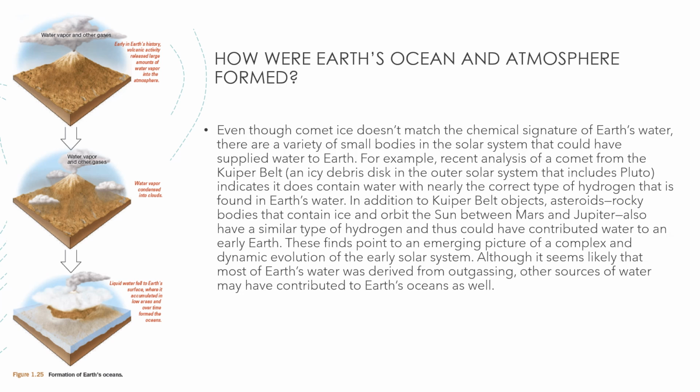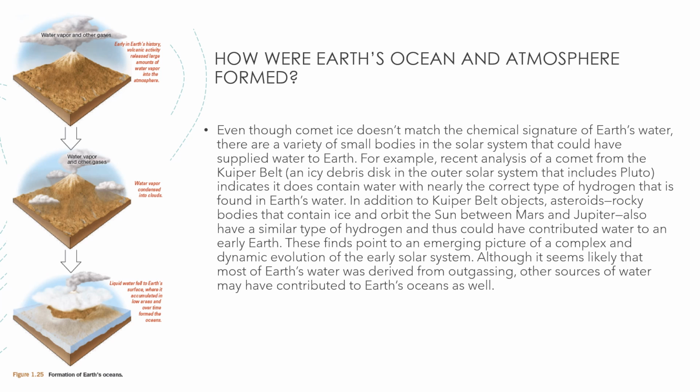So even though this comet ice doesn't match the chemical signature of Earth's water, there are a variety of small bodies in the solar system that could have supplied water to Earth. For example, recent analysis of a comet from the Kuiper belt, which is an icy debris disk in the outer solar system, indicates it does contain water with nearly the correct type of hydrogen that is found in Earth's water. In addition to Kuiper belt objects, asteroids, rocky bodies that contain ice and orbit the Sun between Mars and Jupiter, also have a similar type of hydrogen and thus could have contributed water to an early Earth.